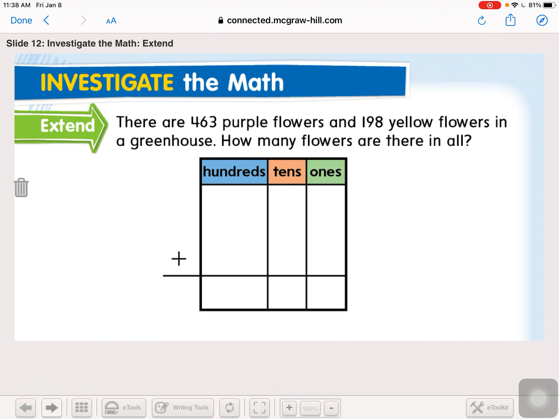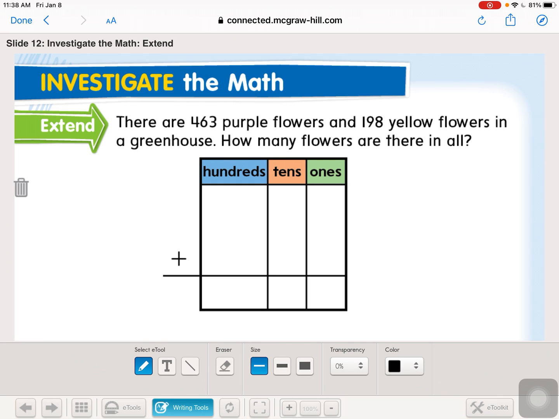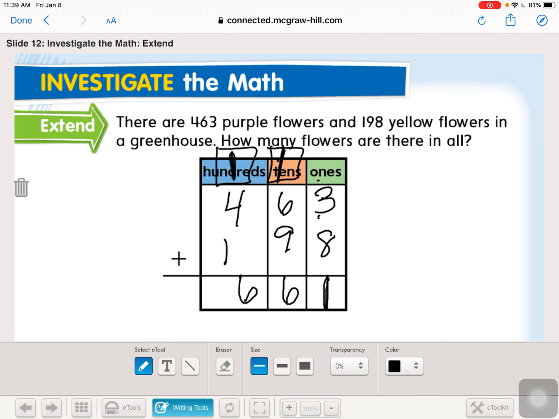All right, let's try another one. This time we're just going to write it without our blocks. We have 463 plus 198. 8, 9, 10, 11. 11 is 1, 1, and 1, 10. 9 plus 1 is 10, plus 6 is 16. 16 tens would be 6 tens and 100 flat. 1 plus 4 plus 1: 4, 5, and 6. So this time I had to regroup 2 times. I had to regroup 10 ones as a 10 and 10 tens as 100.